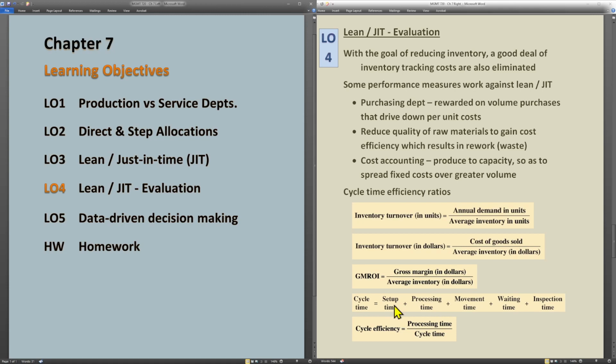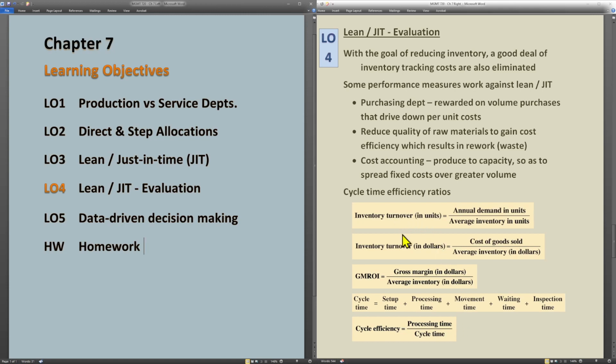In other words, doing setup on machines doesn't improve the value of the product. Moving stuff from one line to another doesn't improve the value of the product. Only processing time does. So when we look at cycle efficiency, what's the total cycle time versus the processing time? As you can see, we would want this number to be as close to 1 as possible. In other words, we would want processing time to be almost all of the cycle time. So whatever number we come up with, we would want to raise it and have it approach 1 as much as we can.